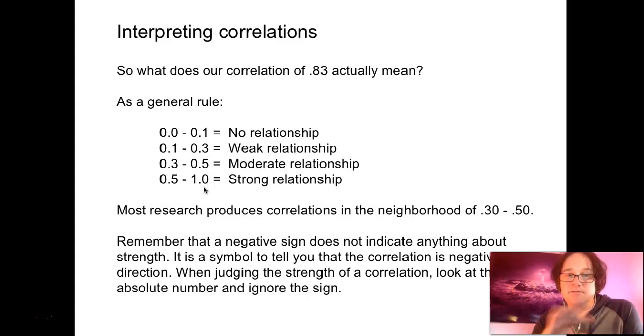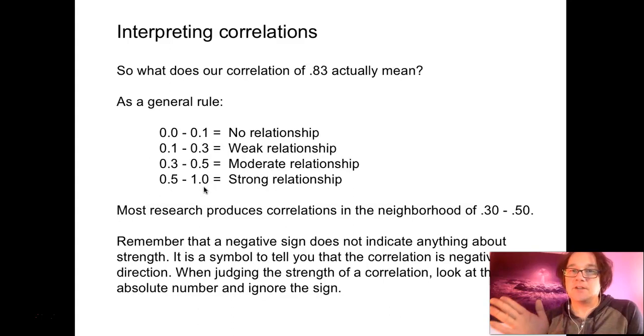Remember that you don't see any negatives in here because we deal with absolute values when it comes to the strength of correlation. The negative sign doesn't tell us anything about the strength. It only tells us about the directionality of a correlation. So remember, with positive correlations, as one variable is increasing, the other variable is increasing. With negative correlations, as one variable is increasing, the other variable is decreasing.